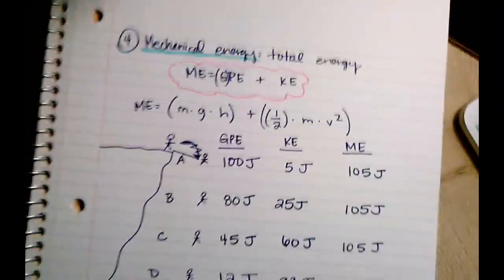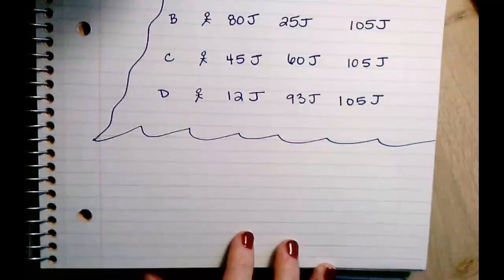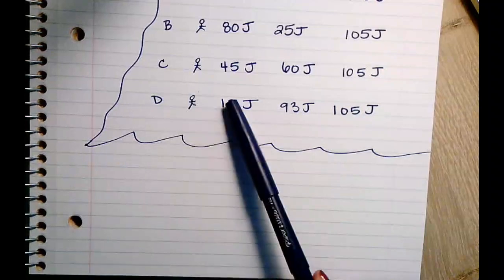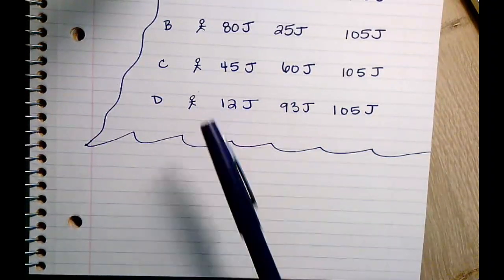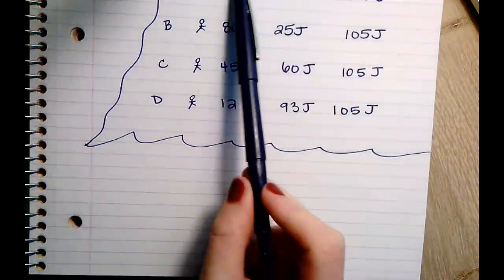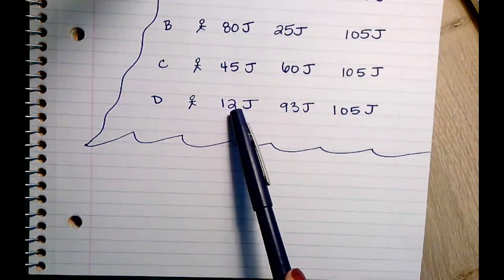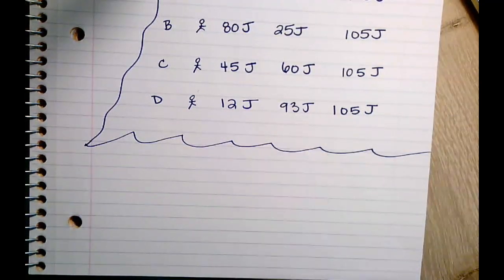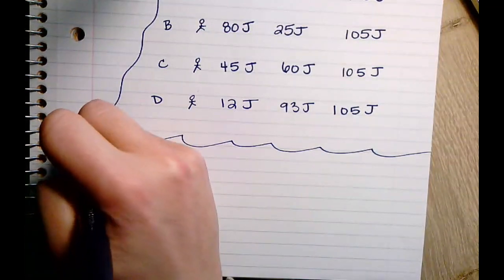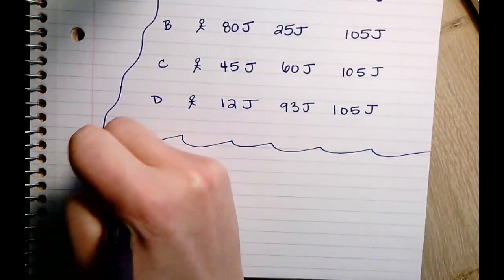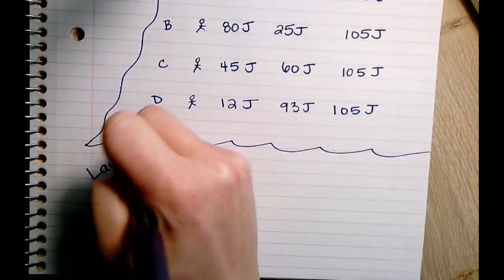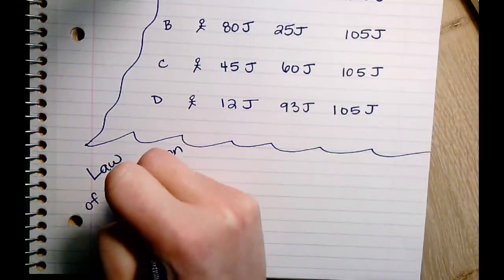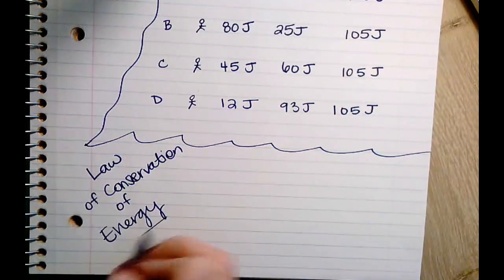So we're going to dissect this information a little bit. There's this law where we're not losing energy, it's just changing from one form to another. So as he's falling, he's losing his GPE, but it's not lost, it's just getting transferred into a different type of energy, which is kinetic. I would hope you guys know that that law has a name. That is the law of conservation of energy.